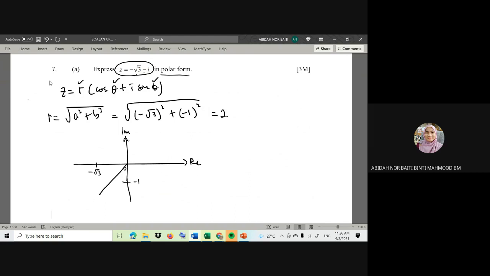Okay, what's your formula at third quadrant to find your theta? Theta equal what? Formula negatif dia. Negative pi minus A.